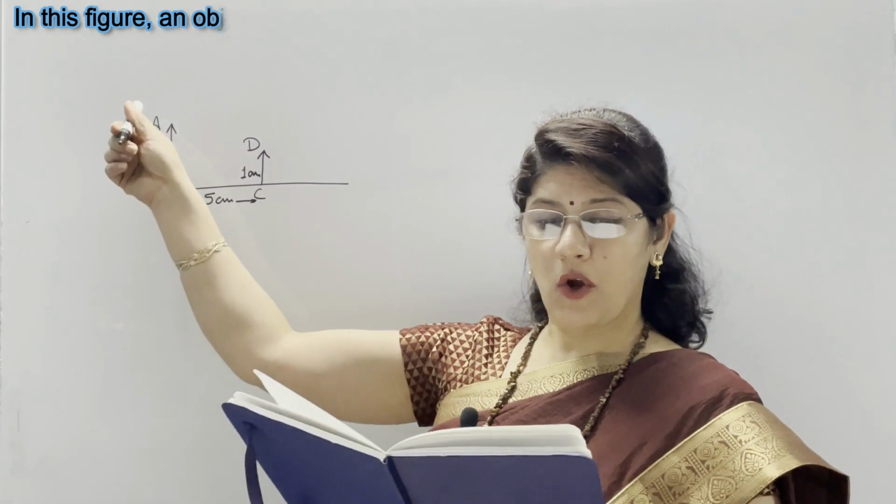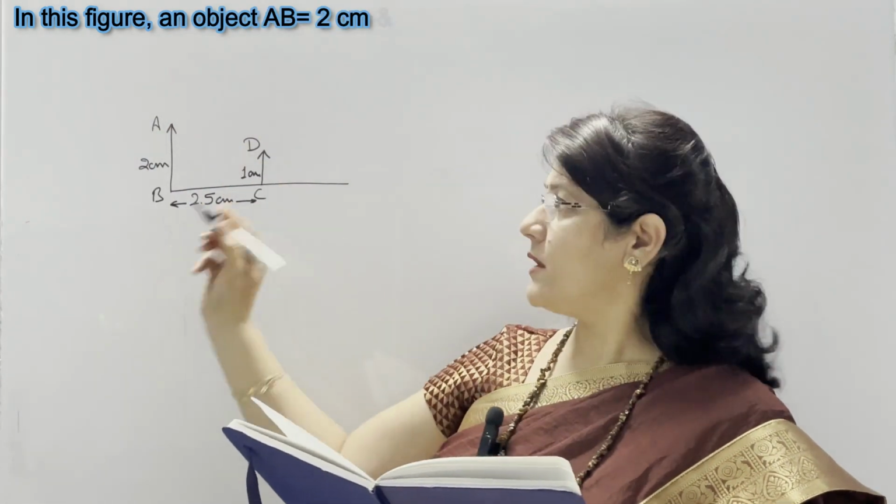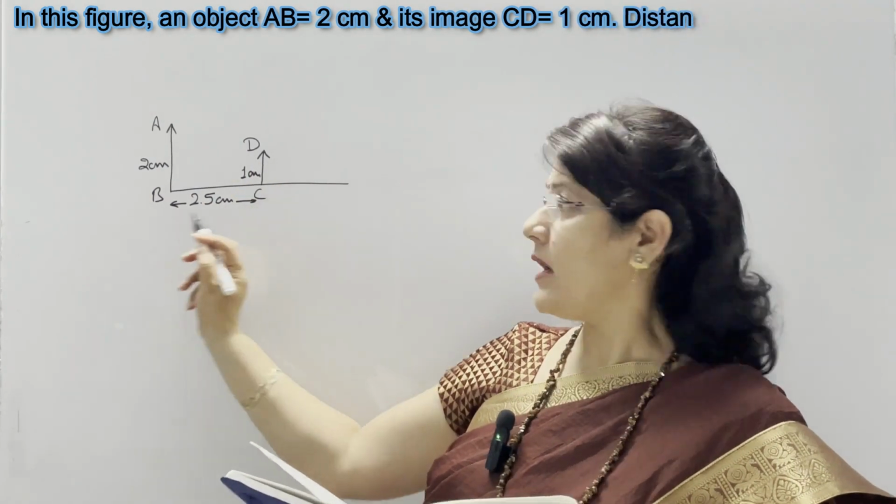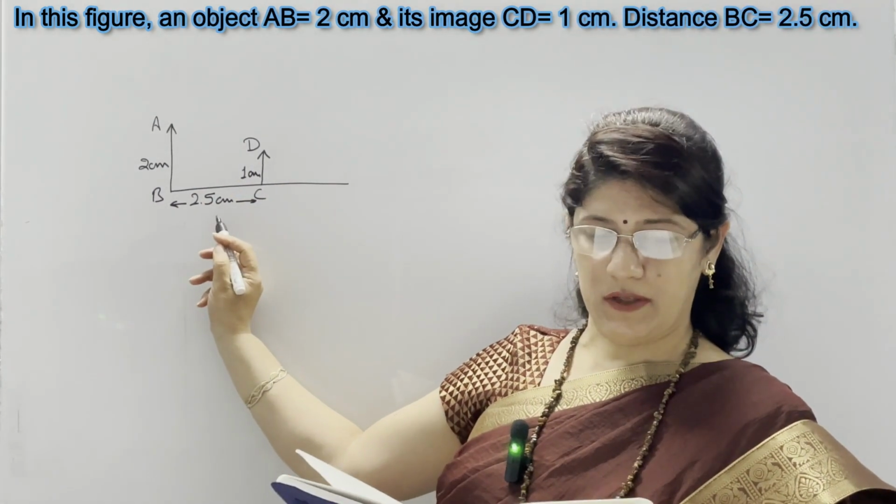In this numerical, a figure is given, AB is the object, CD is the image formed, the value of AB is given as 2 centimeter, the value of CD is 1 centimeter, and the value of BC is 2.5 centimeter.